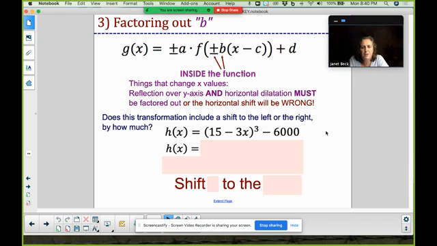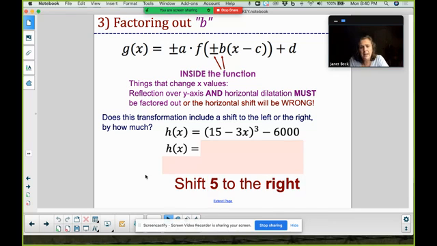Okay, try it on your own. Which way do you think this is going to shift it? We're not looking at the going down 600. We just want to look at how far it will shift left and right. Is it going to go to the left or to the right? And I hope you got the answer: it is going to shift right by 5.